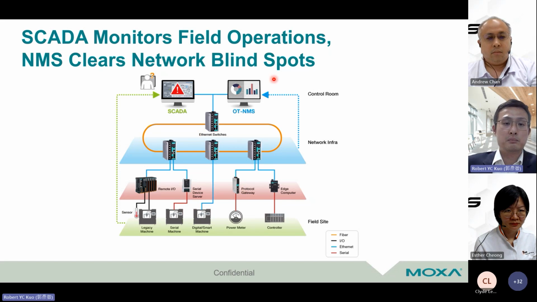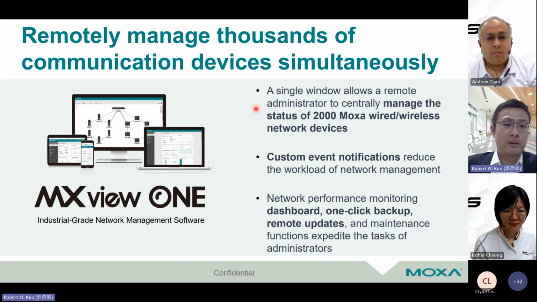Okay, so this platform is our MXview. We call it MXview One. It is one platform where you can use computers, pads, or mobile phones to see the actual situation of the networking at the field site. This tool can monitor, and we have tested up to 2,000 points. Actually, 2,000 points means 2,000 networking devices.